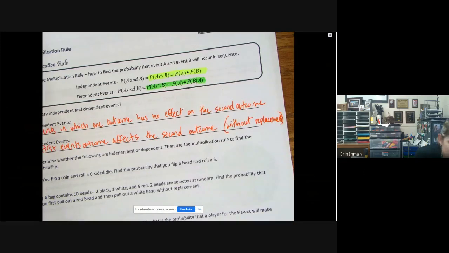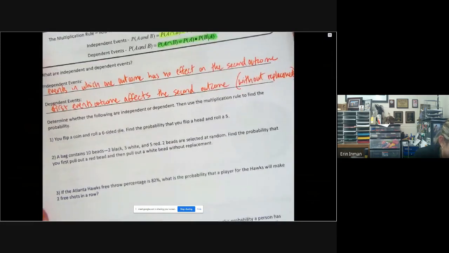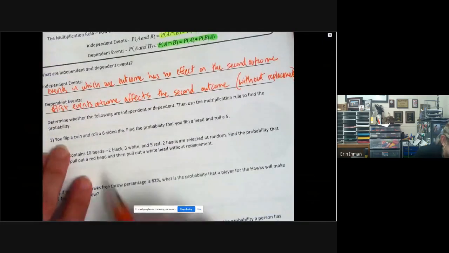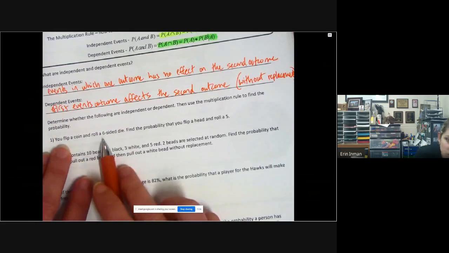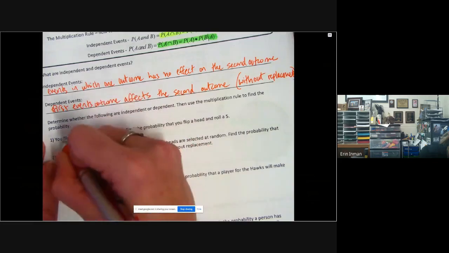Let's take a look at some examples. We can talk about whether they're independent or dependent, and then go through how we solve the probability. So I flip a coin and I roll a 6-sided die. Whatever I get on the coin, heads or tails, is not going to affect the outcome of rolling that die. So this would be an independent event.